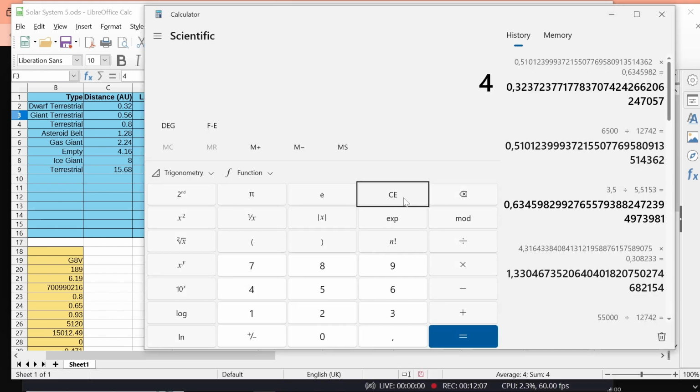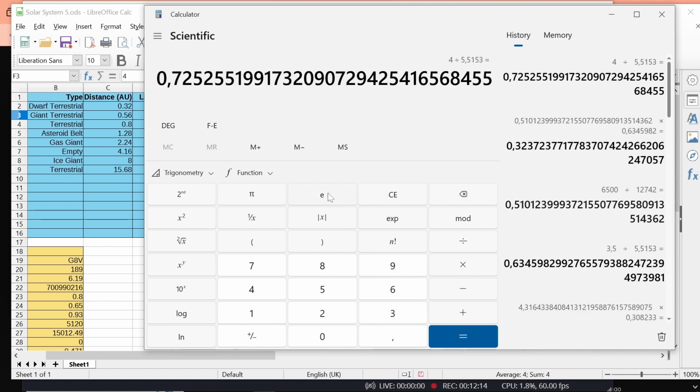So the density of 4, same as last time, divided by 5.5153. And now we have to take the square root of that number. So 0.8516. Remember that.